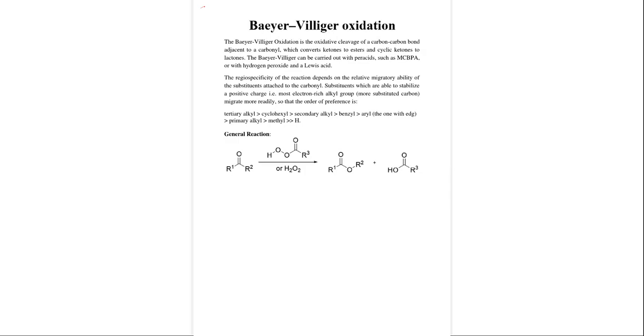In today's lecture, we will discuss the Baeyer Villiger oxidation reaction. In the Baeyer Villiger oxidation reaction, the carbon-carbon bond which is directly attached to the carbonyl functionality of a ketone will be oxidatively cleaved. For example, an open chain ketone will be converted into an ester and a cyclic ketone will be converted into a lactone.